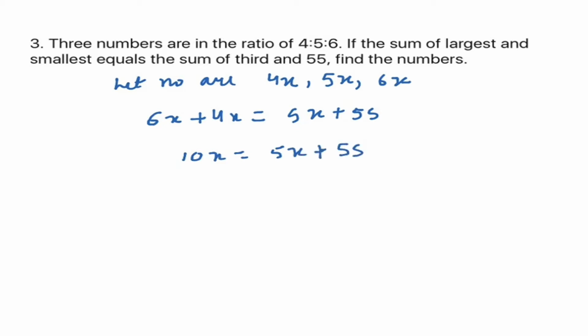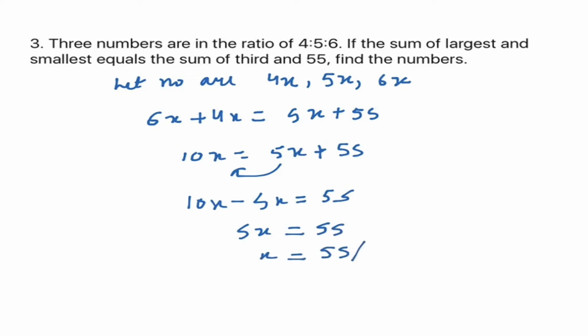Now what will we do? We will transpose 5x to the left hand side. 10x minus 5x equals 55, so 5x equals 55. Now we will take 5 to the other side. It will come in the denominator. So 55 divided by 5 will give us 11. So now the value of x is 11.